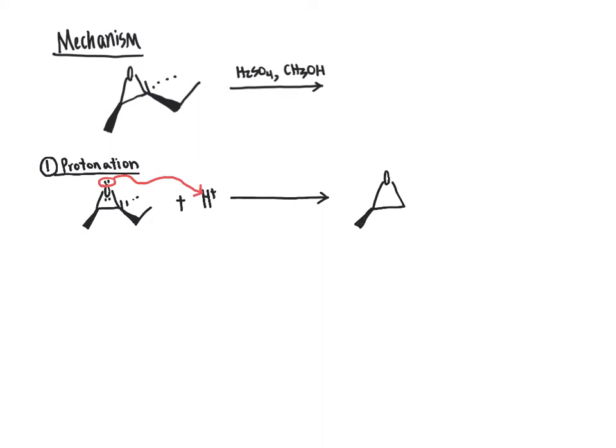where our oxygen atom will now have just one set of lone pair electrons, bond to the proton, and a positive formal charge as a result. We will also have bonded to the other carbon of the epoxide an ethyl group and a methyl group.